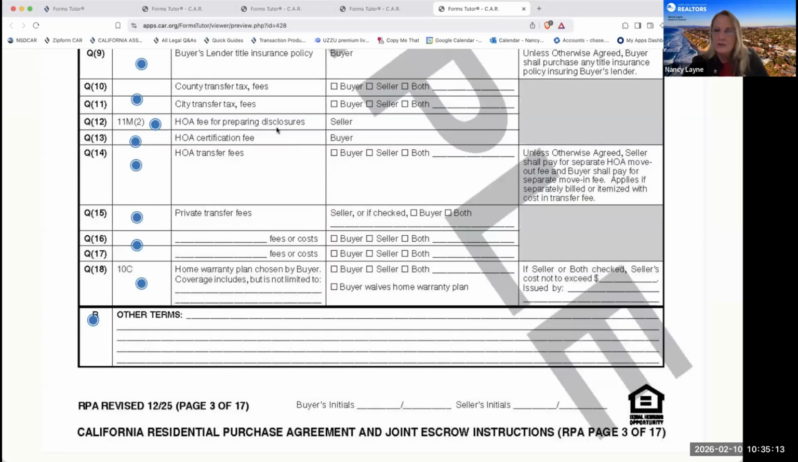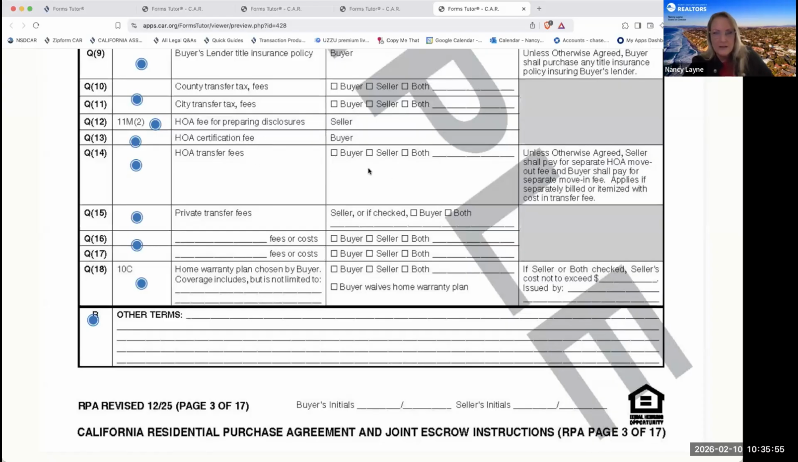There's a huge pending lawsuit right now regarding HOA transfer fees, how much they can charge, what those fees can be for. There have been numbers up in the tens of thousands, it's just getting more and more expensive. So this is something that's been a question. The seller has to pay for preparing disclosures. The buyer has to pay for a certification fee. For example, if you're buying a condo and you have to have it certified to get a loan, that would be paid by the buyer.